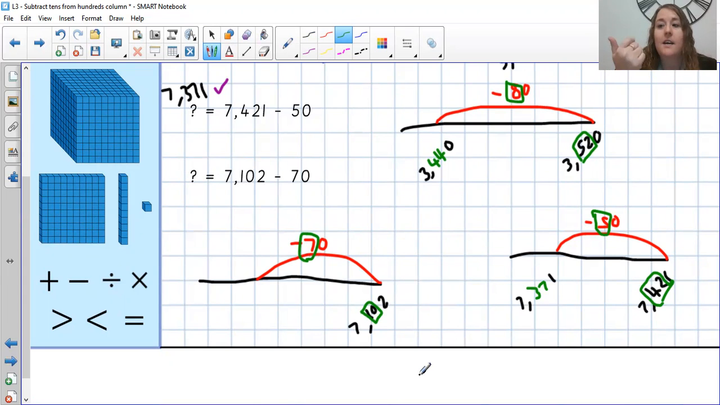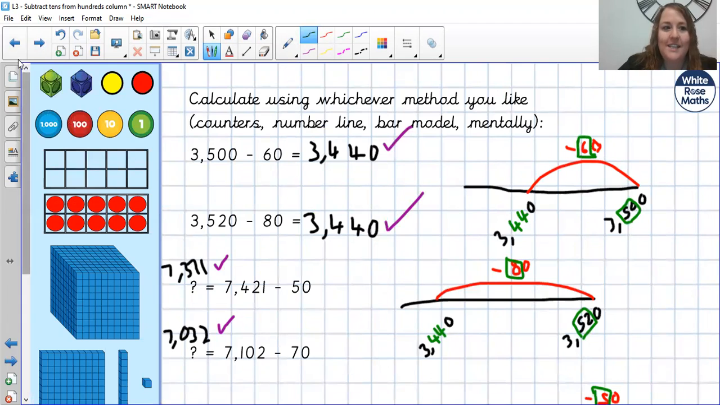So 10, 9, 8, 7, 6, 5, 4, 3. So we just need to make sure that when we write our answer, we're writing our 0, 3, and then we've put our 2 in our ones and our 7 in our thousands. So if you had 7,032, give yourselves a tick on that one. Excellent. Okay, well done if you got all of those right.